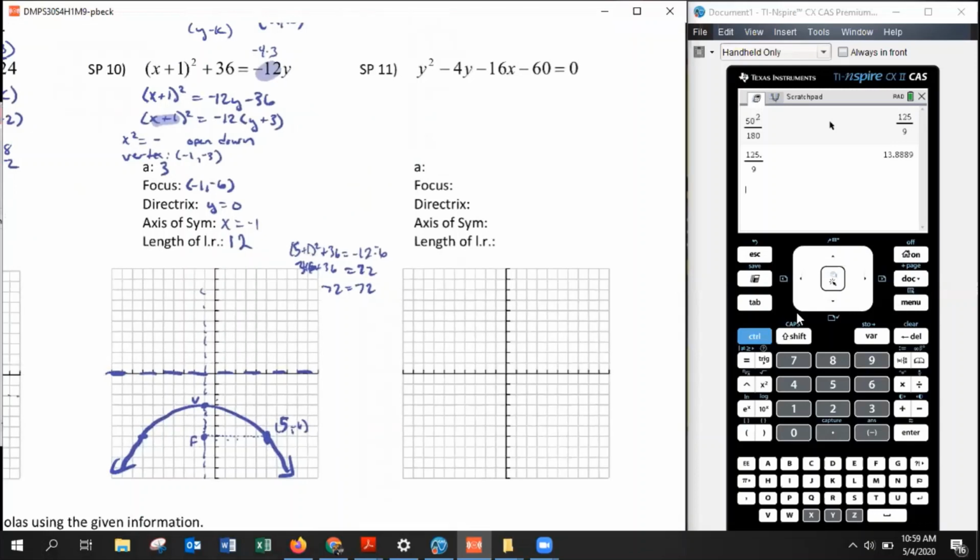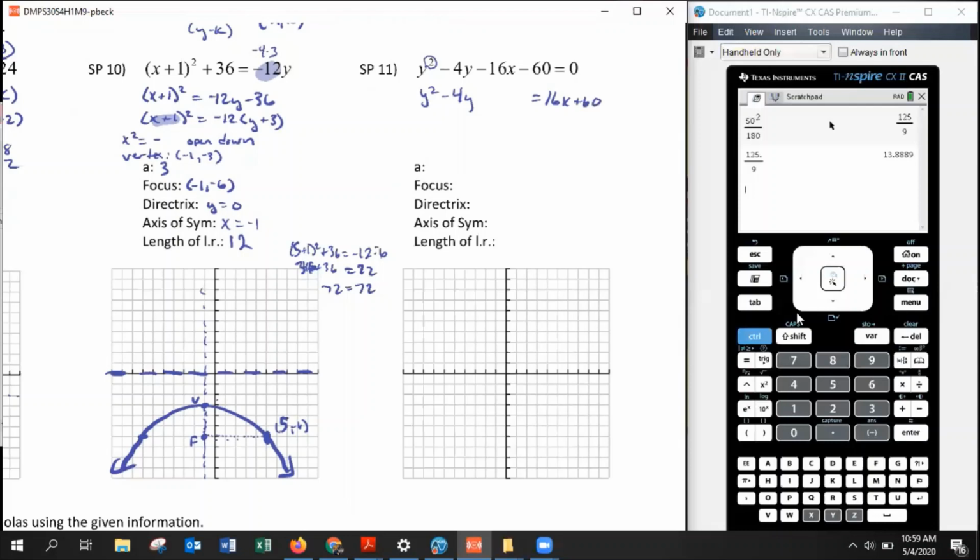Last but not least, we're going to be faced with problems that look like this. This is a little bit more of what we call the standard form, and we'll see this as we explore the rest of chapter 10. The fact that this is y squared means I am going to have to get the y's by themselves. So there's going to be some completing the square that we are going to be doing.